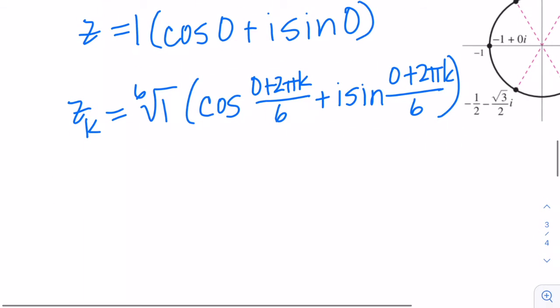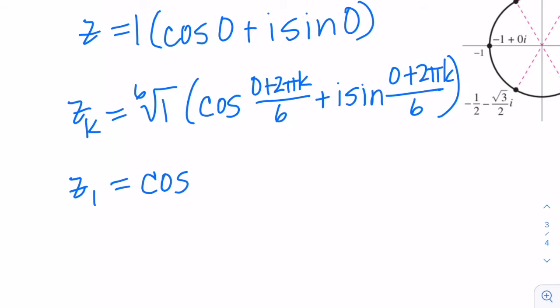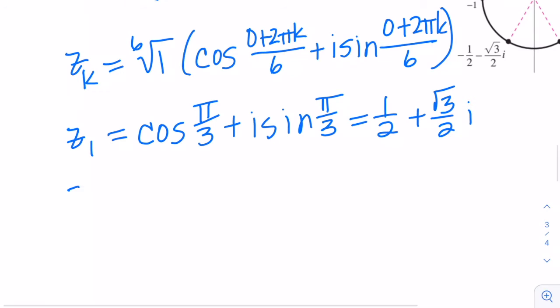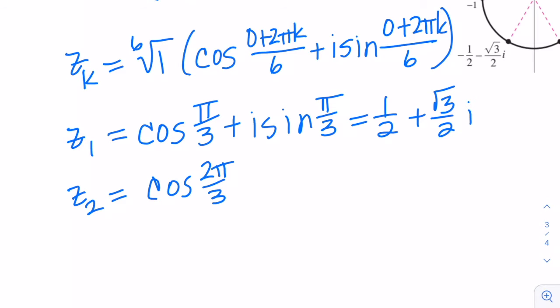All right, let's start with the first root. So z sub 1. We're just going to have 1 in that modulus. So cosine of 2 pi over 6, so that's pi over 3, plus i times the sine of pi over 3. And we know the cosine of pi over 3 is 1/2, and the sine is root 3 over 2 times i. There you go, put it at the end. And then z sub 2, that's going to be cosine of 2 pi over 6 times 2, so 4 pi over 6, that'll be 2 pi over 3, plus i times sine of 2 pi over 3.